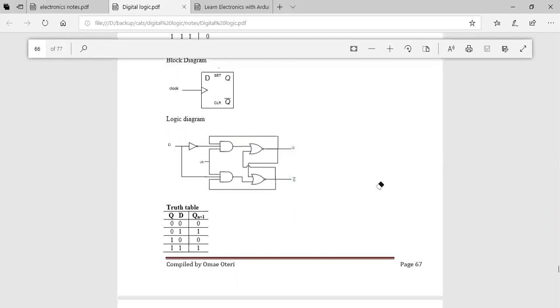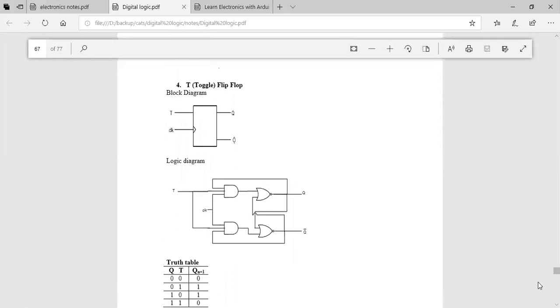The last one, which is also similar to this one we have discussed, is the T flip-flop. So let's have a look at it also. It's called the toggle flip-flop. It changes state. It also has one input, two outputs, like this, when you don't include the clock. Can you tell me the difference between this and the D flip-flop? They have the same input, T.